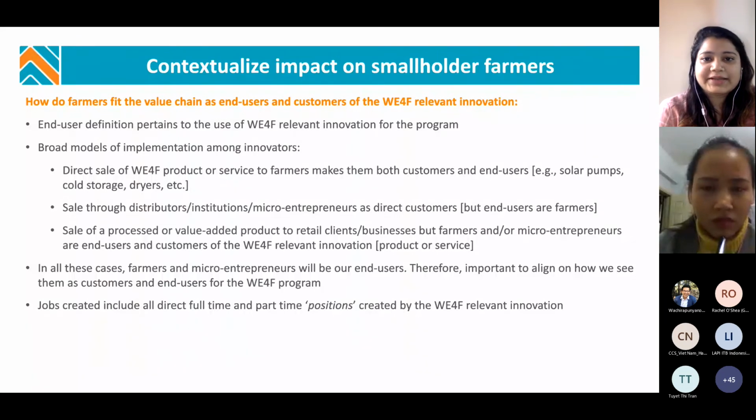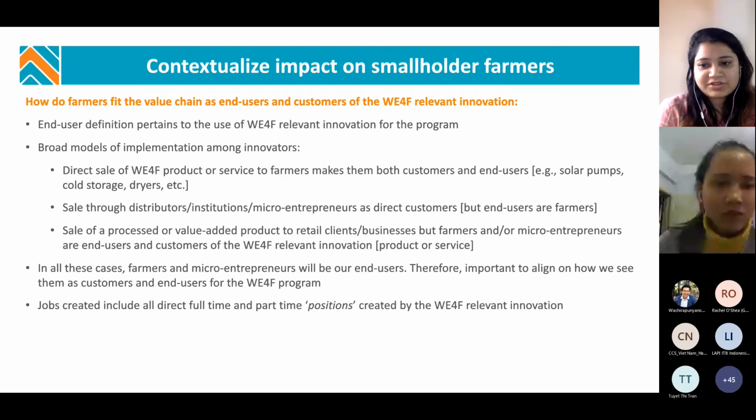So you already understand that this program's key objective is sustainable food production, and farmers, especially smallholder farmers, are one of the key target beneficiaries of this program. So how do farmers fit within the value chain as end users and customers for the innovation that you are applying through this program would be important to understand.